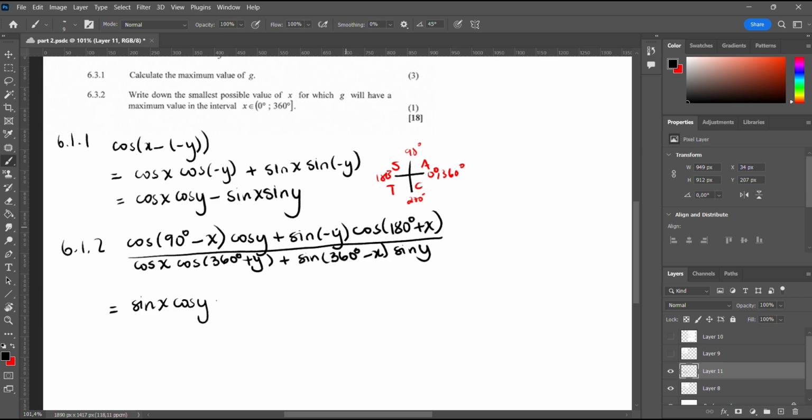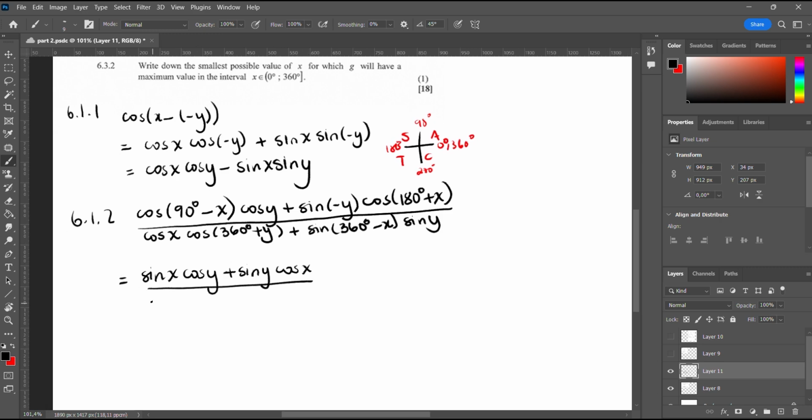This is a negative angle, so it'll be minus sine x, but this is negative because it's in the third quadrant, so it would be plus sine y cos x, all over cos x. 360 plus goes to the first quadrant, so this is positive, cos y. 360 minus is in the fourth quadrant, so that is minus sine x sine y.